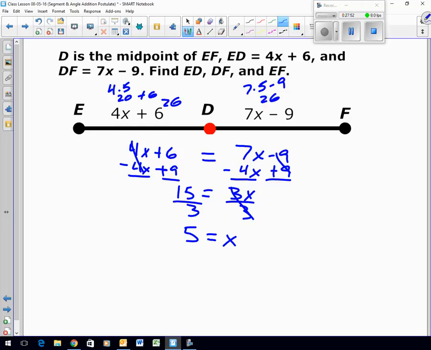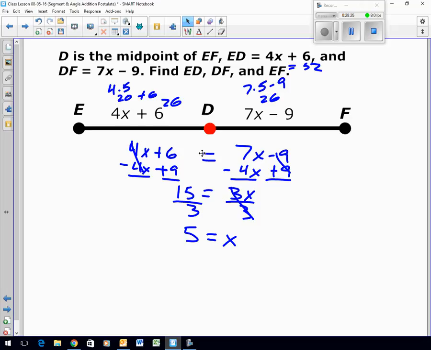Okay, I ain't got to draw an equal sign. I got to add 26 and 26, which should be 52. So E to D is 26, D to F is 26, E to F, 52. How did I get 52? 26 plus 26. Okay? Yeah, so I got to have x to find E to D and D to F. But my point is that 5 isn't the right answer because it's not the question that I asked.